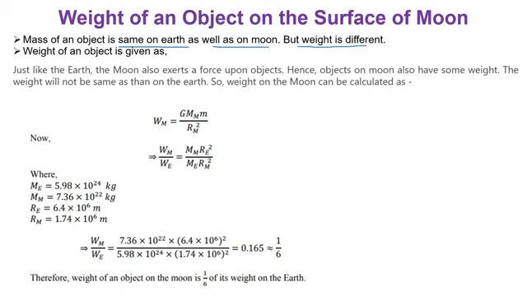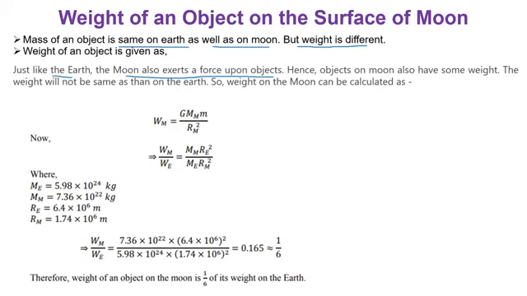Now the weight of an object is given as... Just like the Earth, the Moon also exerts a force on an object, right? So the weight of an object on the Moon will be different from the weight of an object on the Earth. Now we have to compare what happens when a body goes to the Moon.